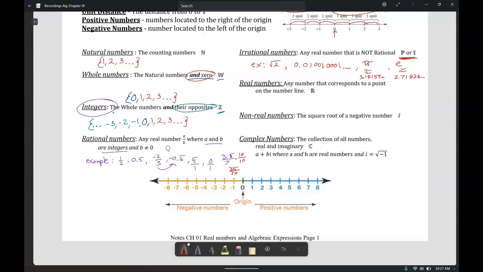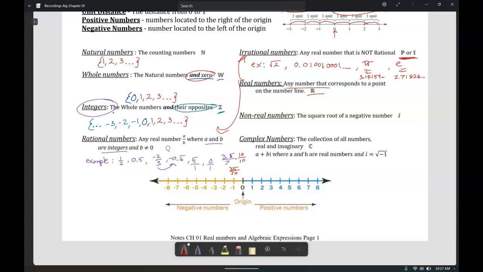Now, rational numbers and irrational numbers come together to form the set of numbers called real numbers. So real numbers combines our irrational numbers and our rational numbers. So if it's rational or irrational, it is real. It corresponds to any number on our number line. And we use the double stroke R to represent real numbers.